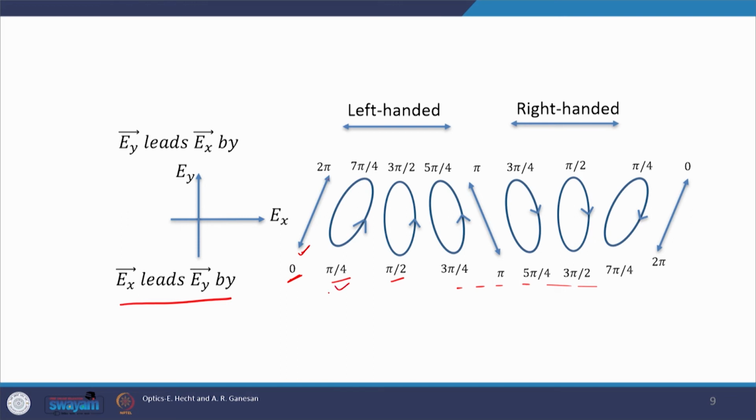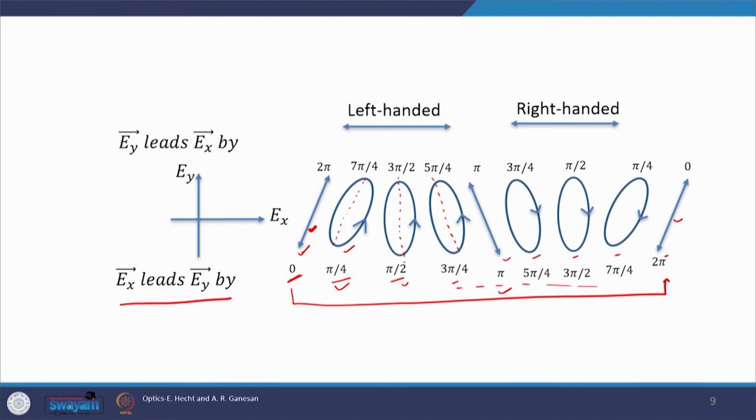Now, if Ex leads Ey by pi by 4, then we get elliptically polarized light. If it leads by pi by 2, then you see the ellipse got rotated; the major axis of the ellipse earlier was in this direction, now it is vertical. Now we keep increasing the angle and you see that the ellipse again got rotated, and for pi phase difference we again get linearly polarized light, and then again elliptically polarized light, and again linearly polarized light. This is a full rotation of 2 pi, and after 2 pi this representation repeated itself. After a full circle, the polarization repeats itself.